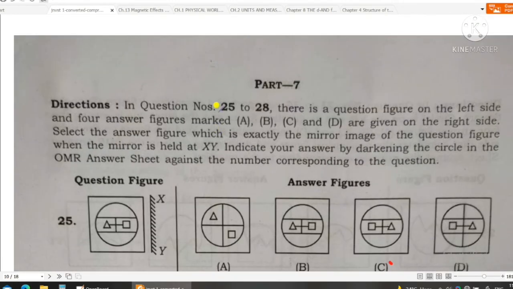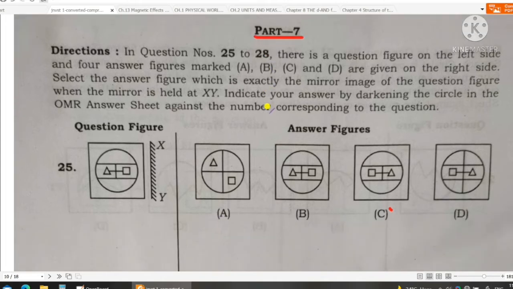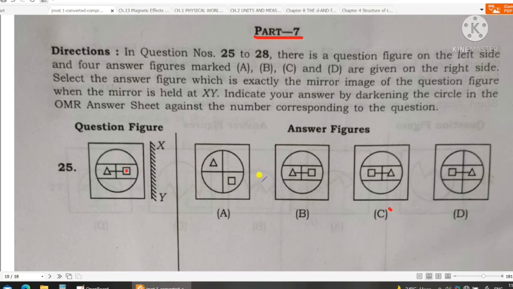Okay, then question number 25 is from part 7. In question number 25, one figure is given and that figure is seen in a plane mirror. Now, plane mirror has a concept that in a plane mirror the thing or the object which you see, its left part becomes right part and its right part becomes left part. Here you can see this box or this square is on the right side, so it will become left side. Now you have to identify the picture in which this part has become right side. So in this picture, figure C and figure D both are correct.